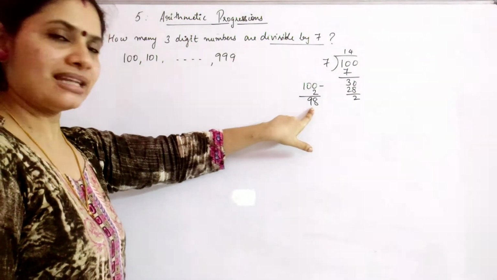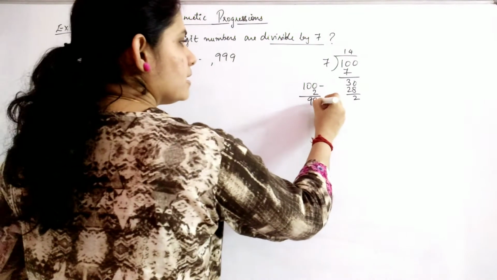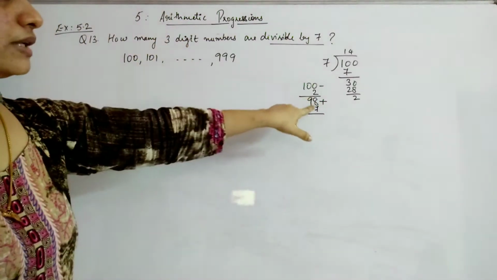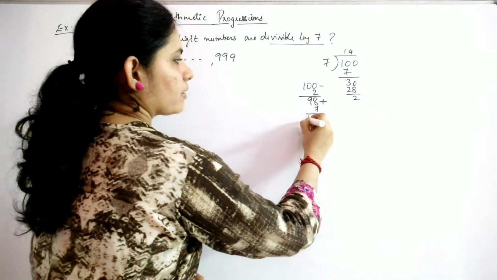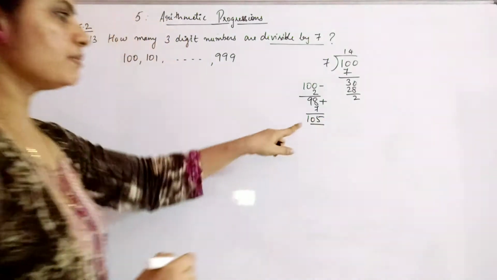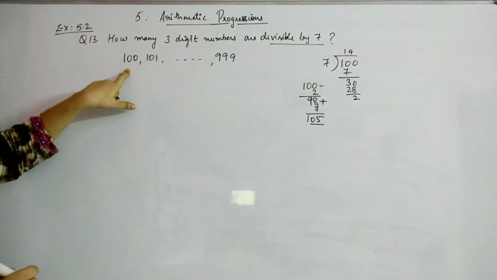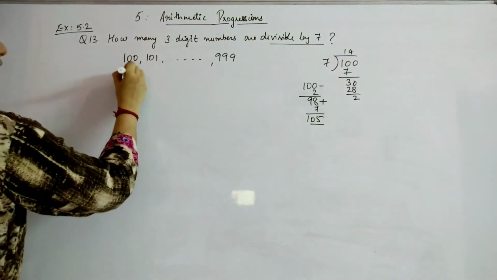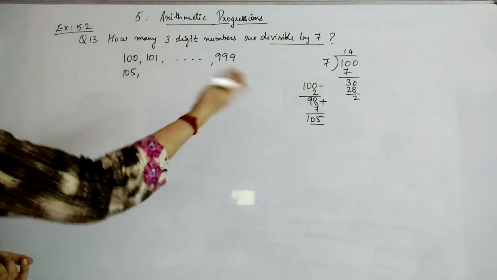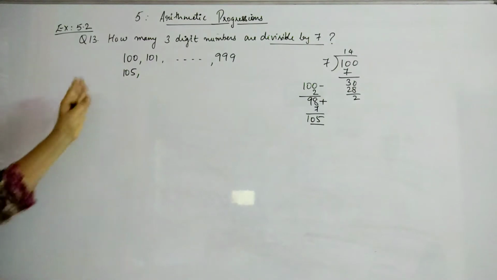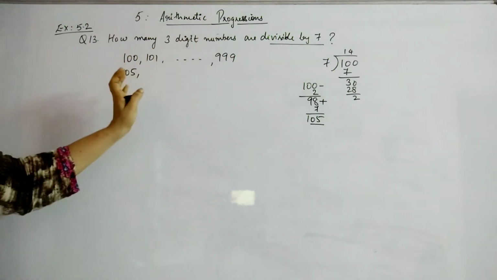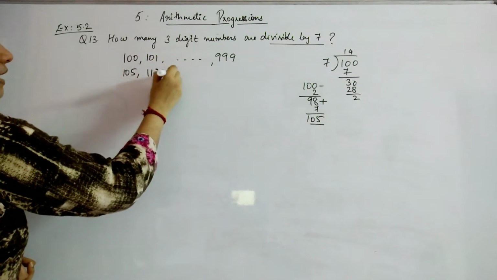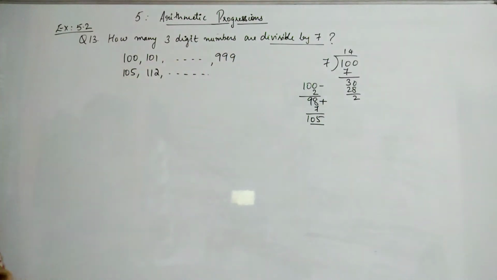So in order to get the 3-digit number, you just add 7 to this number, which is a multiple of 7. So what you will get? It is 105. So the first 3-digit number which is divisible by 7 will be 105. Then you can just add 7 and get the next number. After 105, what you will get? 112, etc.